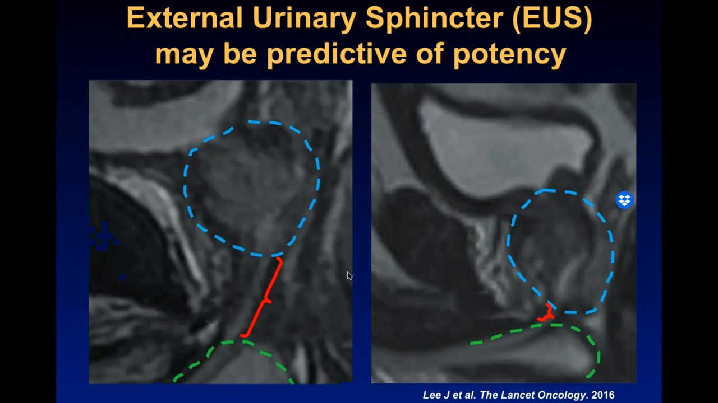impotency. Here's another example. This was also published on MRI. You can see the difference in length of the external urinary sphincter adjacent to the penile bulb. The blue represents the prostate, the green represents the penile bulb, and the red represents the length of the external urinary sphincter from the apex of the prostate to the penile bulb. And it just shows that these variations can be predictive of potency.